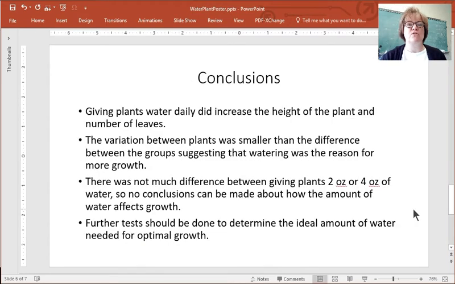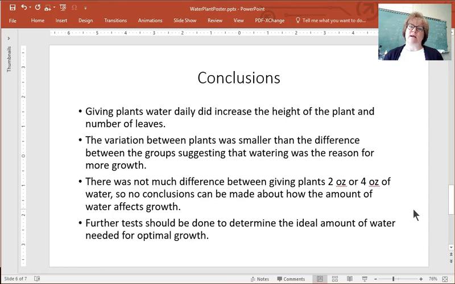And then I have my conclusions. So I really want to be careful not to overstate things. In my case, I said giving plants water daily did increase the height of the plant and number of leaves. The variation between plants was smaller than the difference between the groups, suggesting that watering was the reason for the groups. But I don't know that it was. You know that I'm using soft words like I'm suggesting. I have evidence to support this idea, but I can't say for sure it's true.